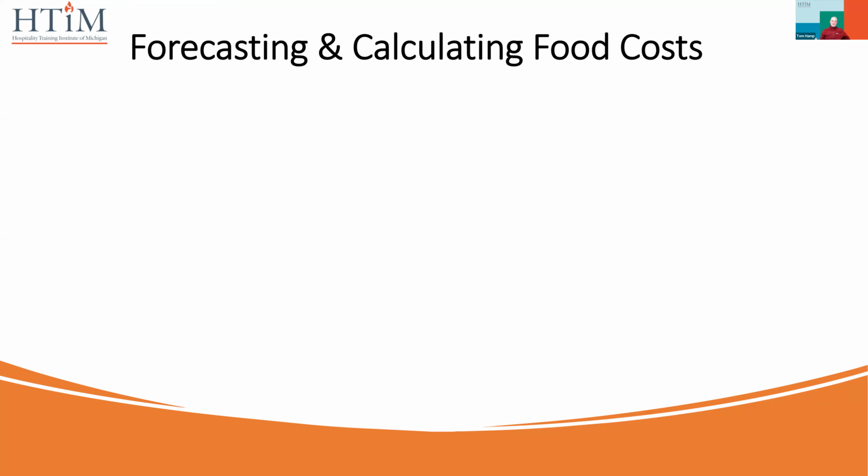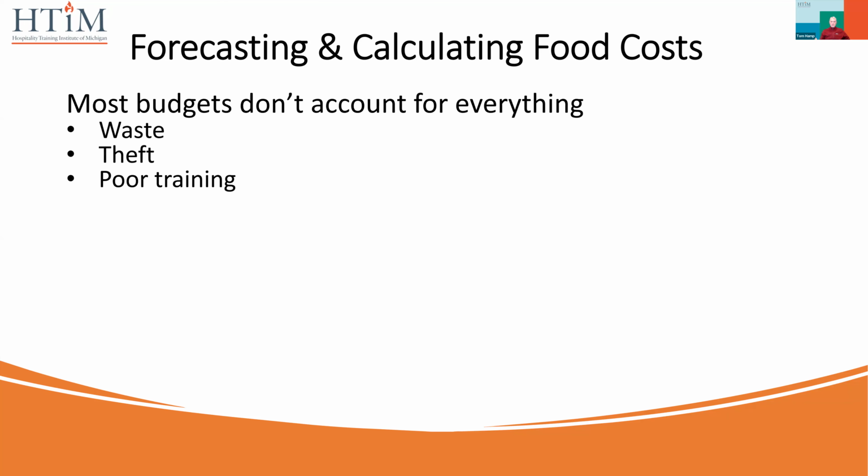So when we're forecasting and budgeting, I hope that you try to include everything, but sometimes we don't. Most budgets don't account for everything, such as waste. We won't ever be able to budget or forecast theft. And if we don't have good, consistent training, then procedures are not going to be followed, and therefore we could get different food costs because we're eyeballing stuff, we're in a hurry, we're shortcutting, those types of things.